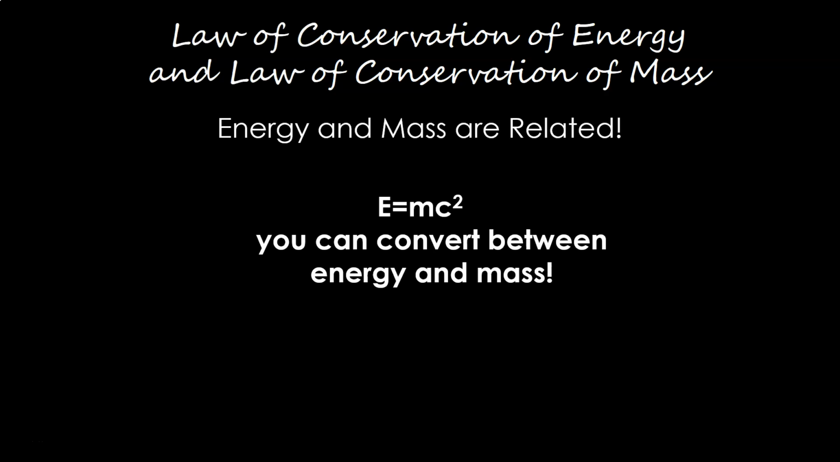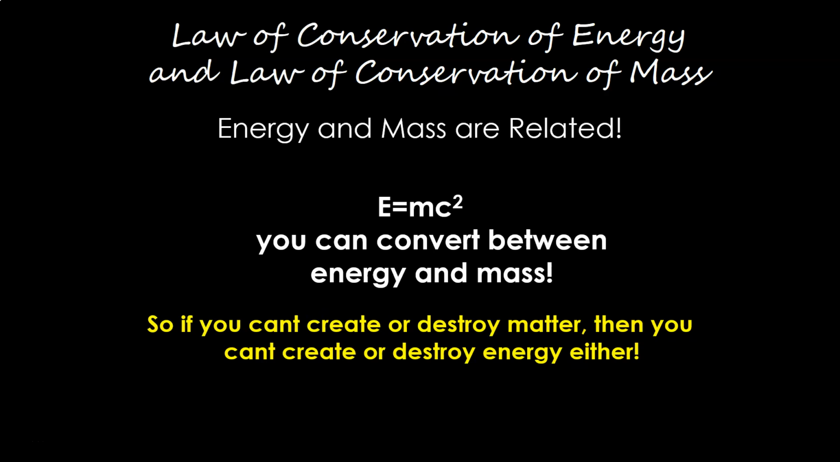And what it tells us is that energy and mass are basically different forms of each other. We can convert back and forth. We can't destroy either of them, but when we're doing things like nuclear reactions, we can definitely convert back and forth. So that's why those two laws are so similar.